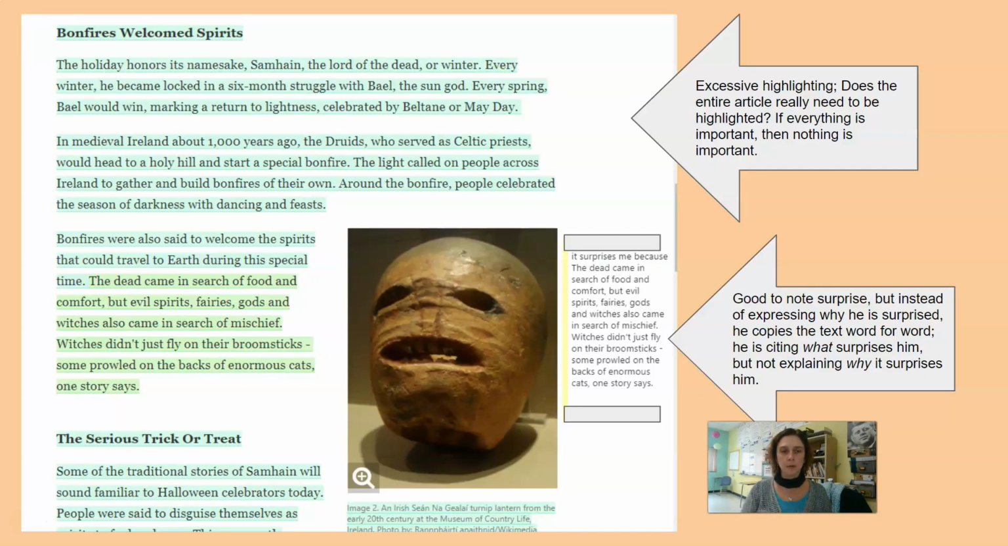This next example is pretty much the same passage. As you can see, when this particular student highlighted, they did totally the opposite of what the first student did. They highlighted everything.